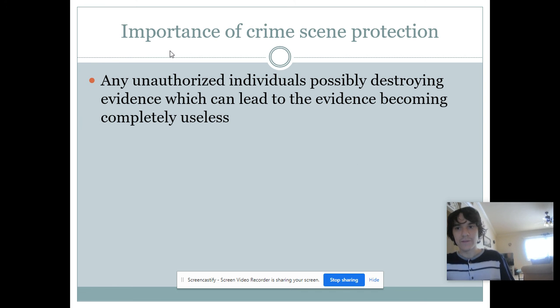Next is the importance of crime scene protection. Any unauthorized individuals can possibly destroy any evidence, which can lead to the evidence becoming completely useless. Anyone cannot come onto a crime scene if it's not protected properly. It can even be the criminal themselves who caused it, trying to cover their tracks. So it's very important to preserve anything and make sure nothing happens to the possible evidence at the crime scene.